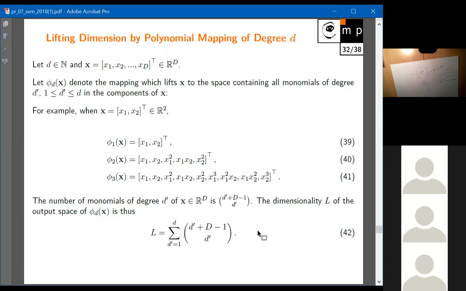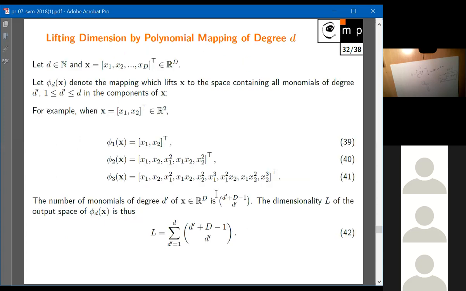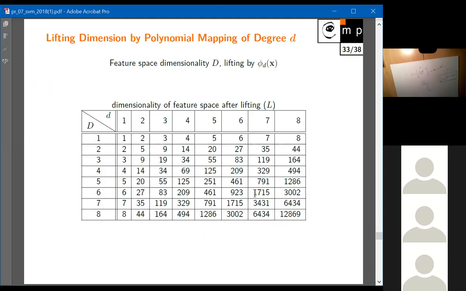So we played with some examples here. If you have a dimensionality of a space and you have a lifting to a polynomial of degree 7 or 8, you can see the number of parameters that are in that space. Because when you go for these monomials, the number of monomials is given by this combinatorial number, and it's not because the things repeat. So you see that it's very easy to go to very high dimensional spaces and then find linear classifiers in these dimensions.